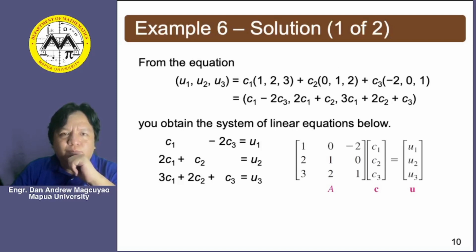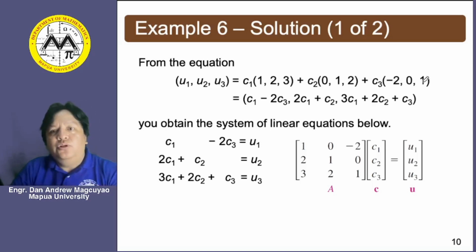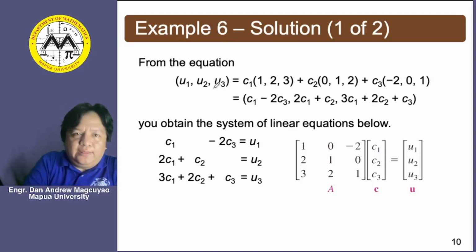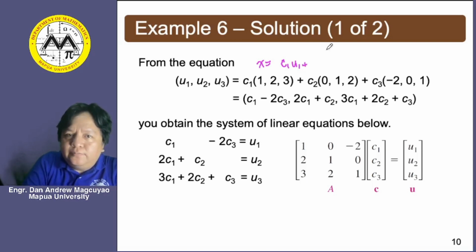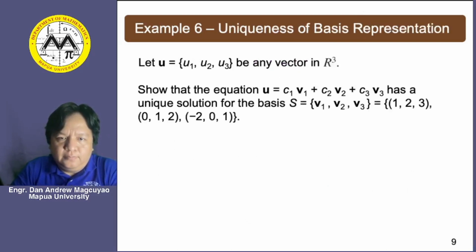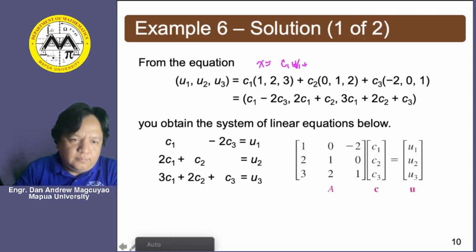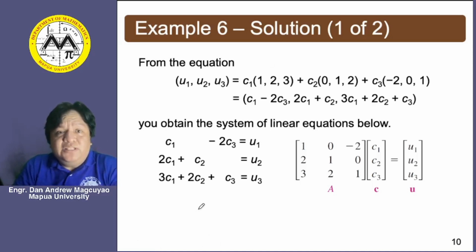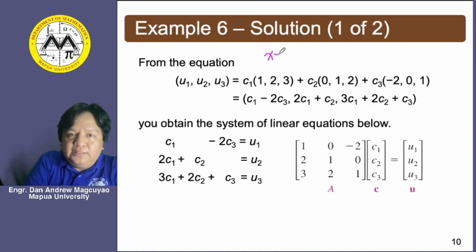So to solve this problem, we are going to write a given vector in R cubed as a linear combination of (1, 2, 3), (0, 1, 2), and (-2, 0, 1). What we're going to do is to write the vector x as a linear combination C1 v1 plus C2 v2 plus C3 v3.